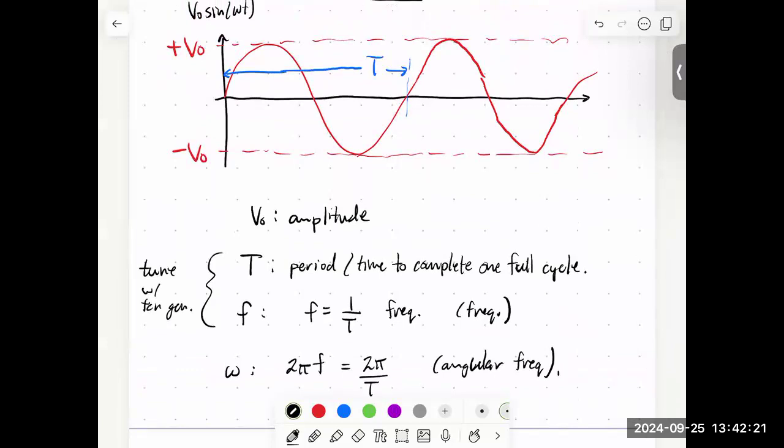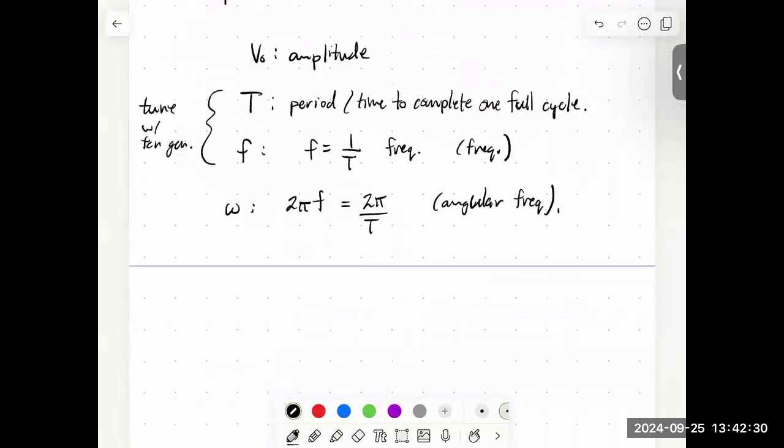Okay. So in order to analyze this problem, let's make a couple of observations from part 4 of lab 2.